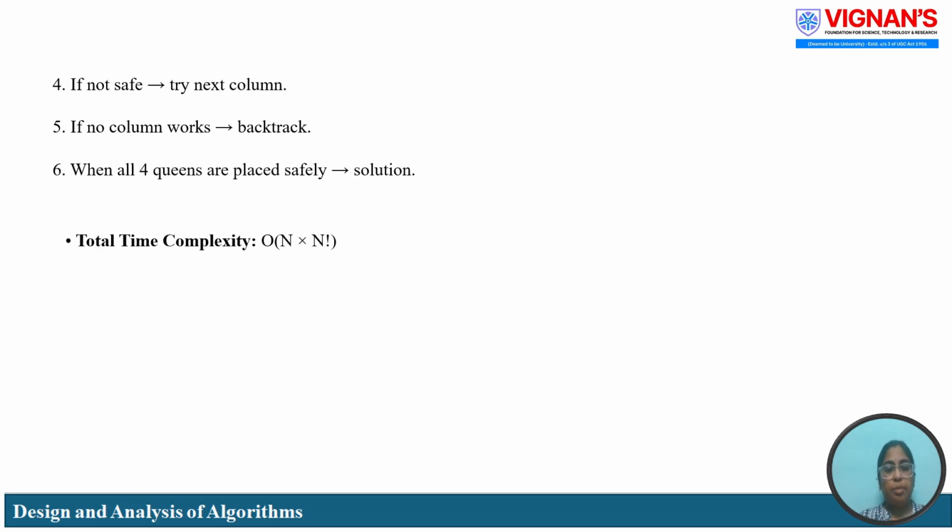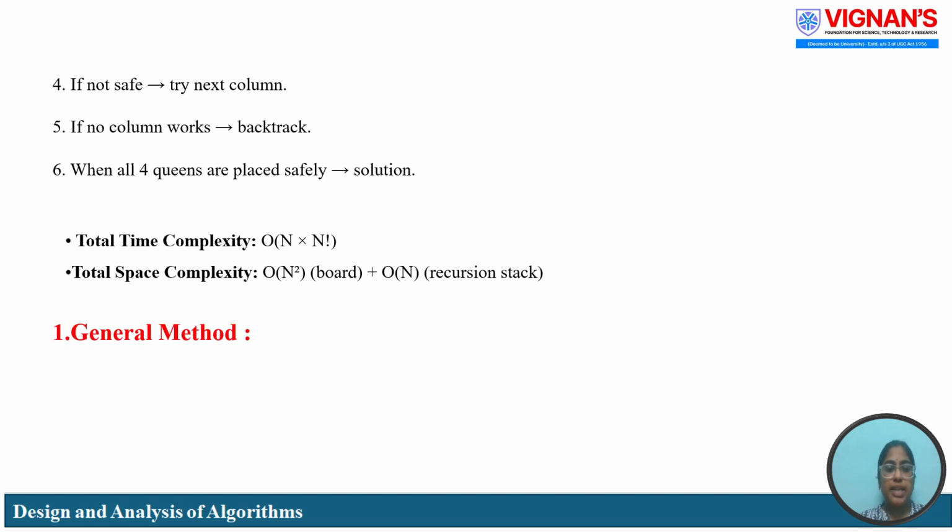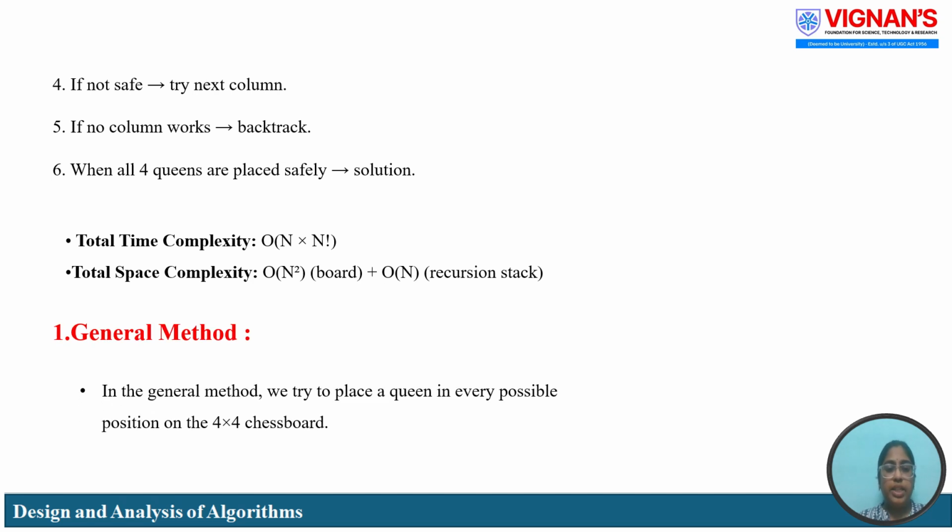The total time complexity of the 4 queen problem is big O of n into n factorial, and the total space complexity is big O of n square plus big O of n for the recursion stack. Now look at the general method. In the general method, we try to place a queen in every possible position on the 4 by 4 chessboard.